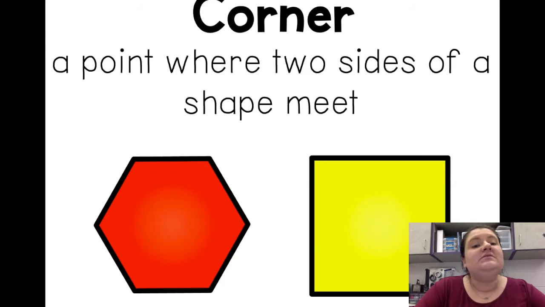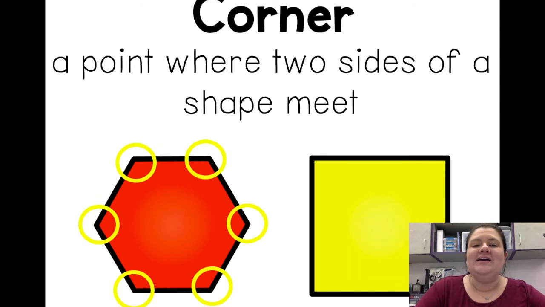Now, when we talk about corners, we're talking about where two sides of the shape meet up. Down here we have a hexagon. A hexagon has 6 sides, but how many corners do you think it might have? If you said 6, you are correct. These circles are showing you where the corners meet up. This side at the top meets with this side on the side, and it forms a corner. Let's count the corners together. Are you ready? 1, 2, 3, 4, 5, 6. So there's a total of 6 corners.